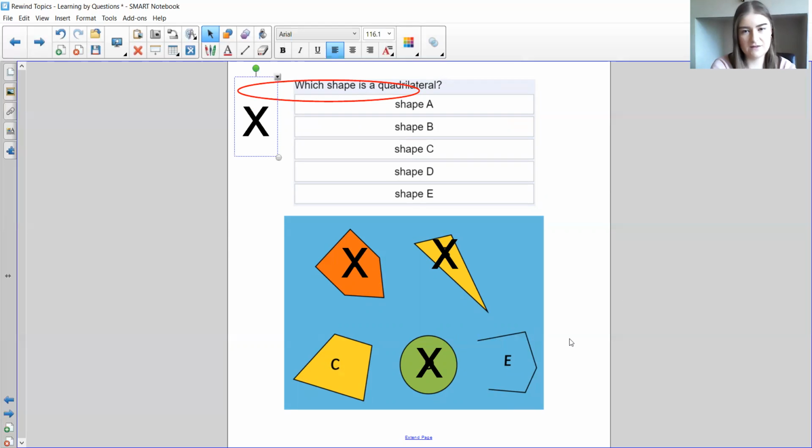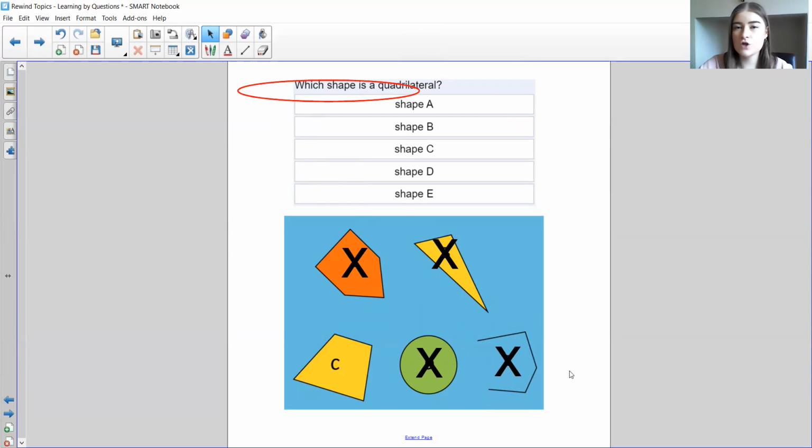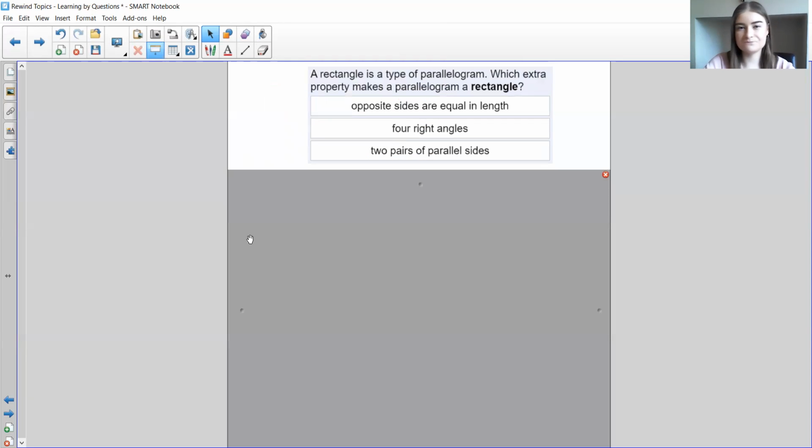So I think that E is not a quadrilateral either, because it's not a 2D shape that is closed with all its straight sides meeting. So that means that my answer must be C. Don't know where I got A from. Well done if you got that one.